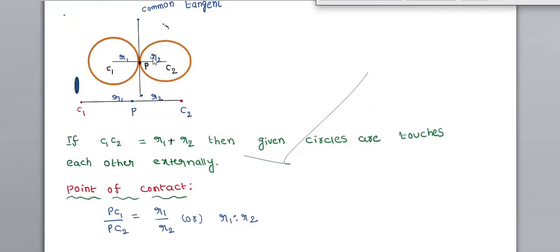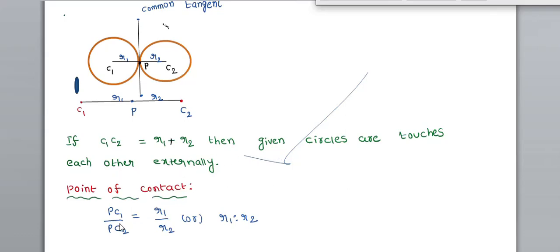Okay, observe this diagram. Two circles intersect externally at one point P. This P divides R1 and R2 in the ratio R1 is to R2. So C1P is R1 parts, PC2 is R2 parts. If the condition C1C2 is equal to R1 plus R2, then the given circles touch each other externally.